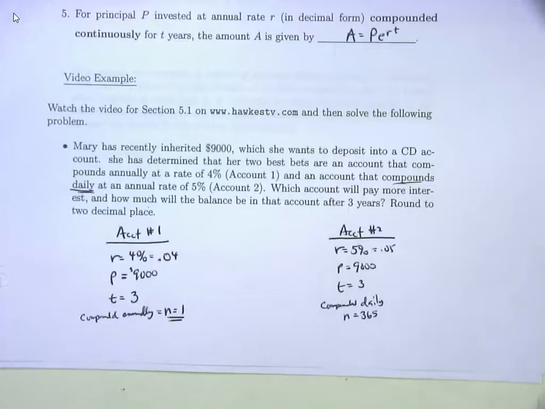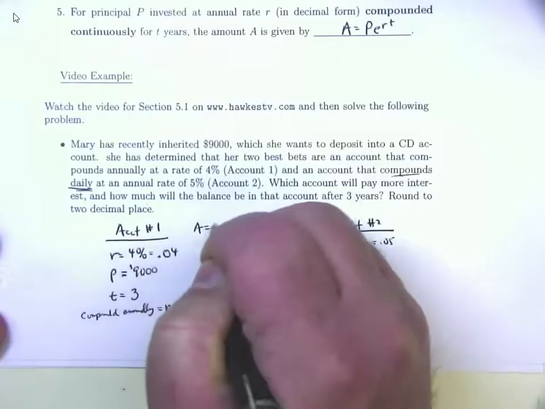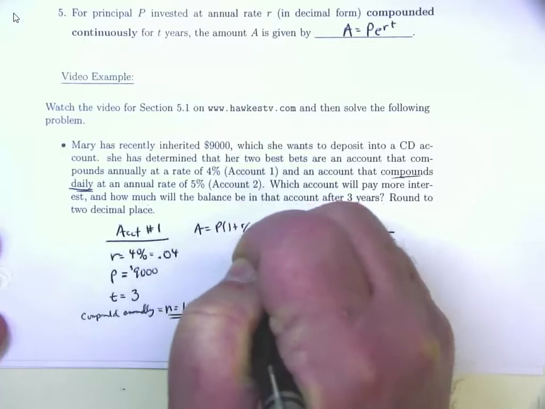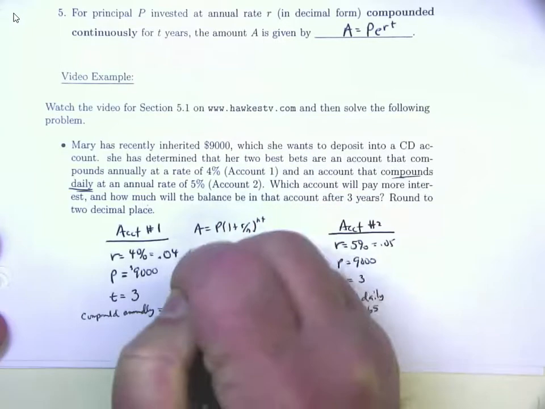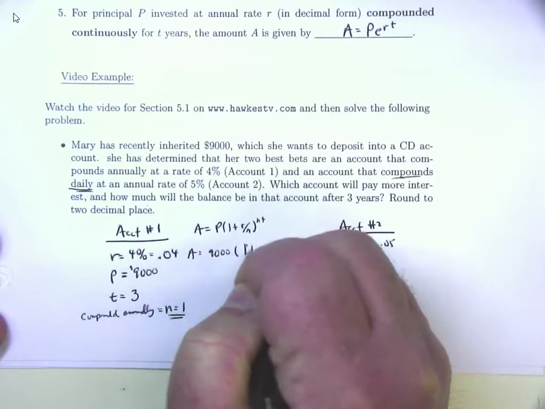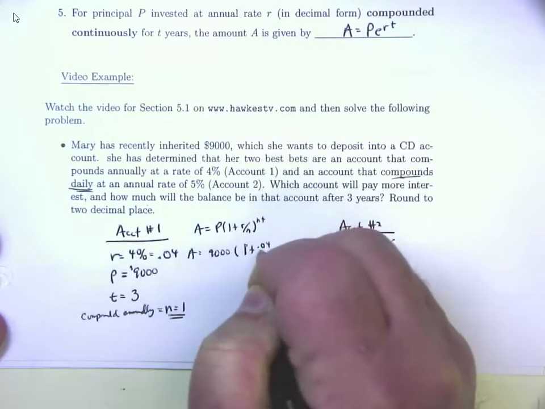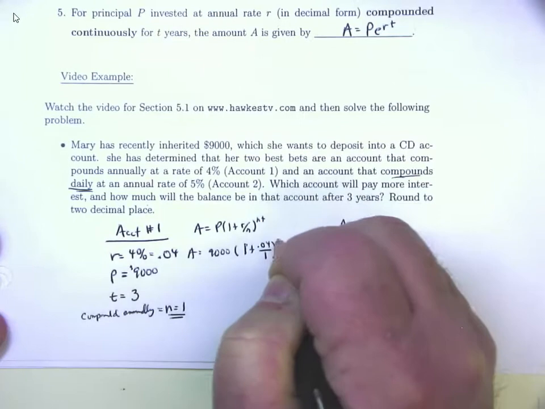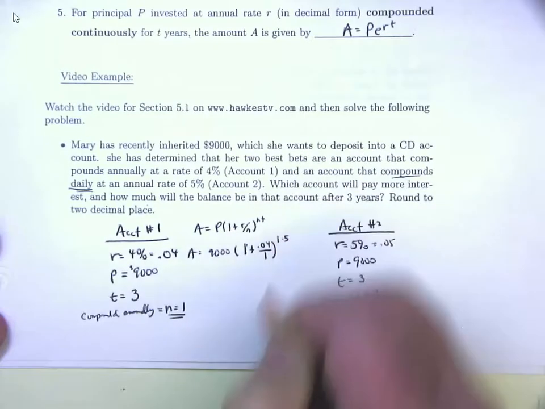Let's put the numbers in. A equals P times 1 plus r over n raised to the nt. A equals, on your first account, $9,000 times 1 plus your interest rate, which is 0.04, over compounded annually, which is 1, raised to the 1 times 3 years.